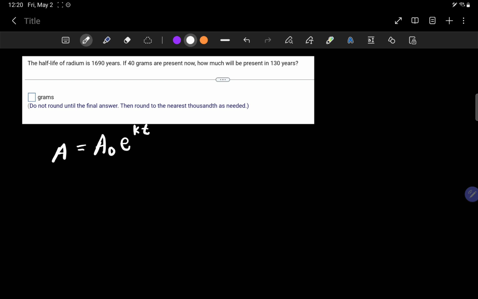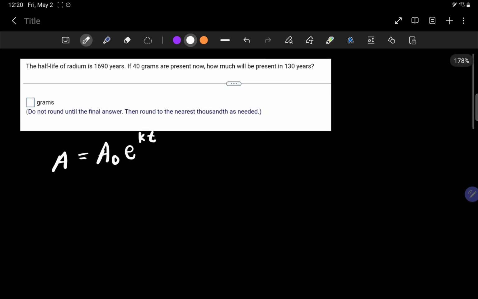Okay. So it tells us the half-life is 1,690 years, so that's going to be my t. And then it tells us that 40 grams are present now. Switch 9 and 6. I might also be a little dyslexic. I realized I might be too. Oops. All right, so we have 1,690 years for our half-life. Now it tells us there are 40 grams present now.